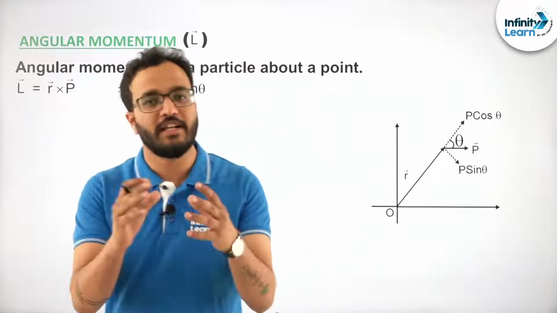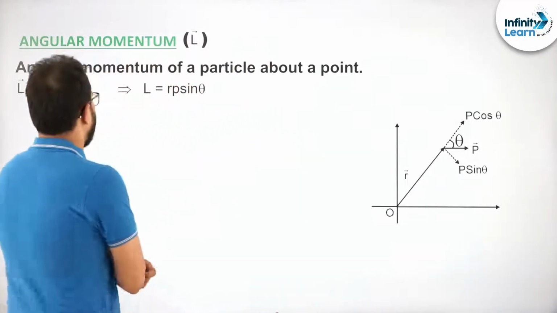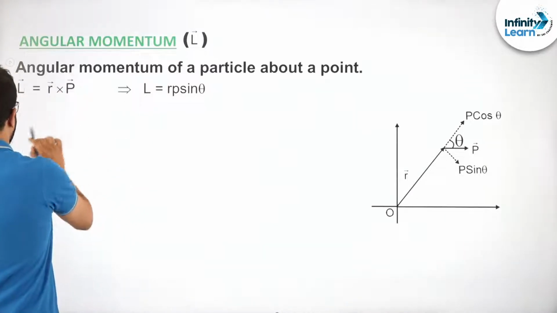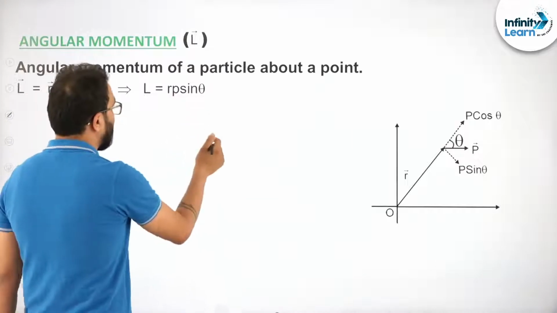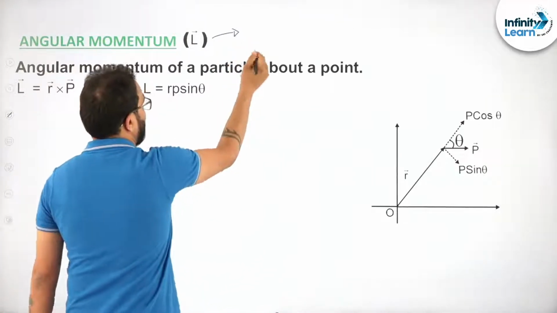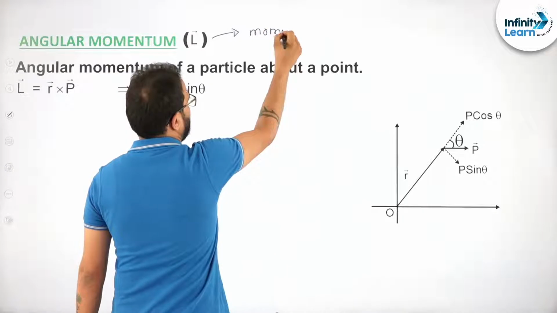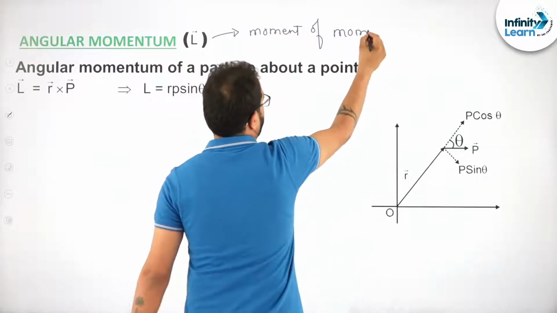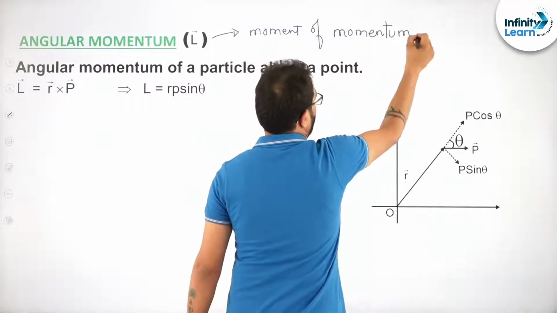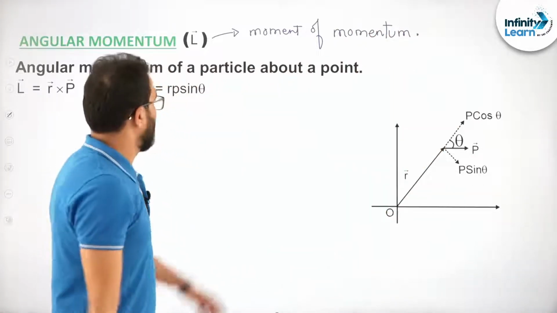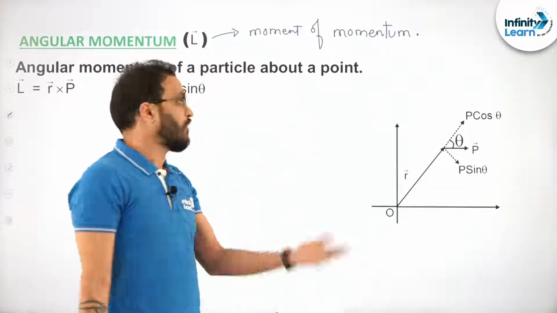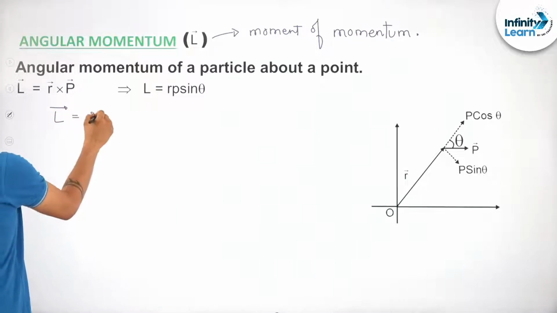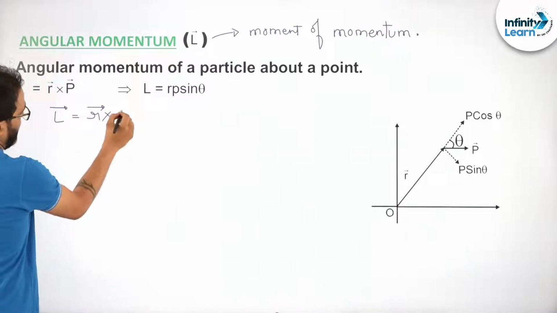First of all, let's understand what angular momentum is. It is denoted by vector L. It's an angular parameter, and it is defined as the moment of momentum. Just like we define torque as the moment of force, we define angular momentum as the moment of momentum. Its formula is vector L equals vector r cross vector p.